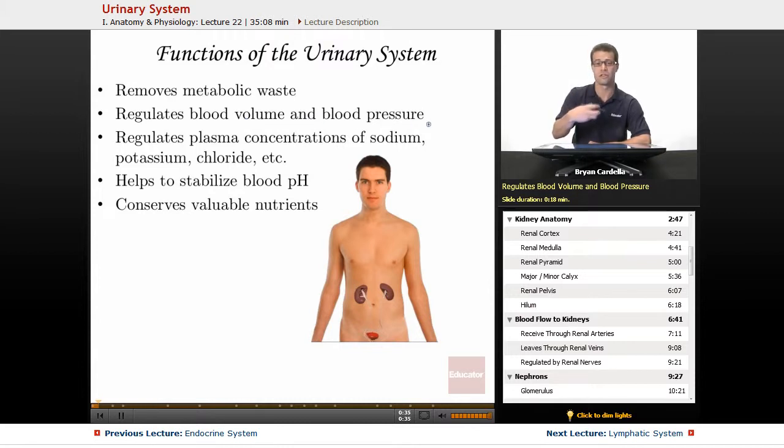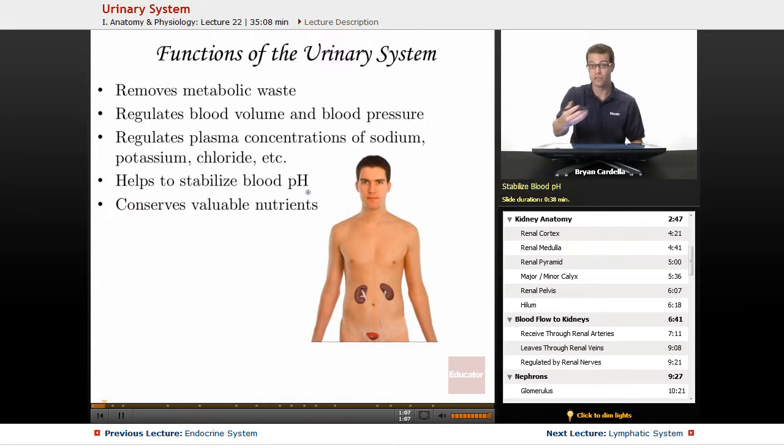Your kidneys actually secrete hormones in response to how much blood is flowing through them, the pressure, either the lack of fluid or too much fluid, and that has an effect on your blood pressure and blood volume. It also regulates plasma concentrations of various electrolytes, various minerals like sodium, potassium, chloride, etc., because it's going to get rid of more of those or less of those through urine, depending on how much you have. And it also helps to stabilize blood pH.